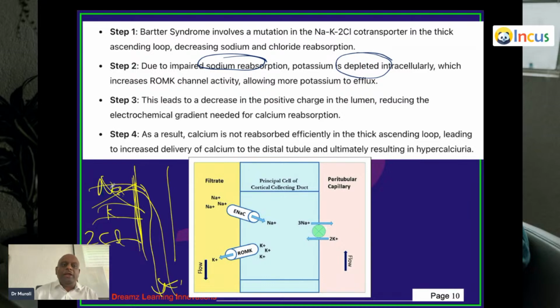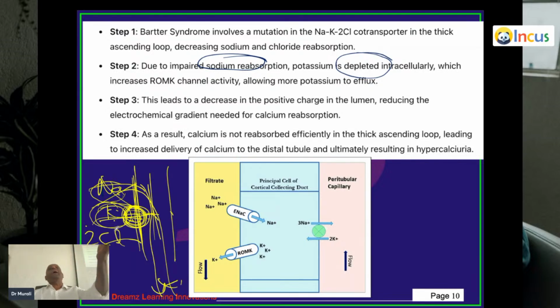If there is no sodium available to accompany the potassium, potassium is not ready to get reabsorbed. So the potassium, from the tubular fluid, would go into the cell and from there get reabsorbed. So intracellular potassium levels will be diminished because potassium is not entering the cell from the tubular fluid.